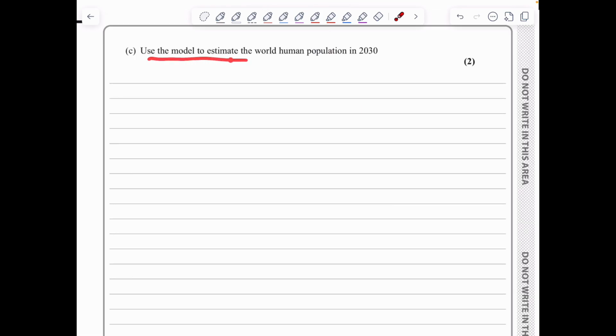In part C, we need to use a model to estimate the world human population in 2030. Now we know that the initial population was at 2004, that's when T is 0. So for 2030, this simply means that T is 26, and therefore we've got that P is equal to 6.457 times 1.013 raised to the power of 26. This gives an answer for capital P of 9.034, and therefore we conclude that the population in 2030 is going to be 9.034 billions. I need to include the billions here to claim both marks.